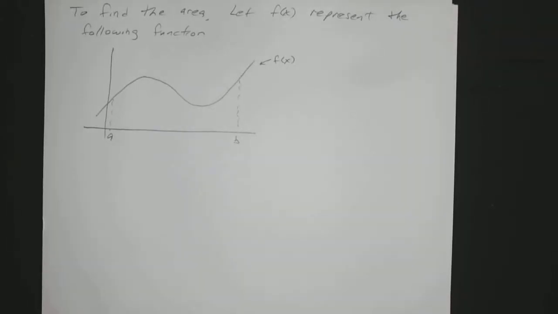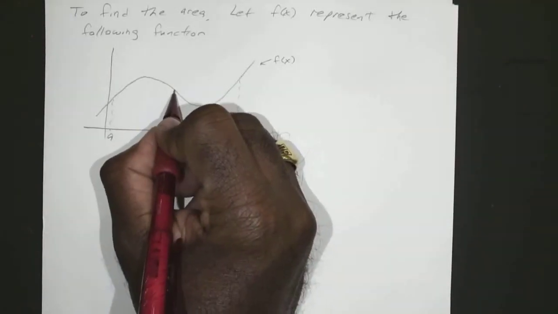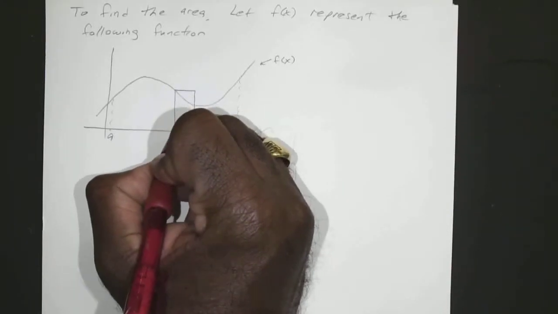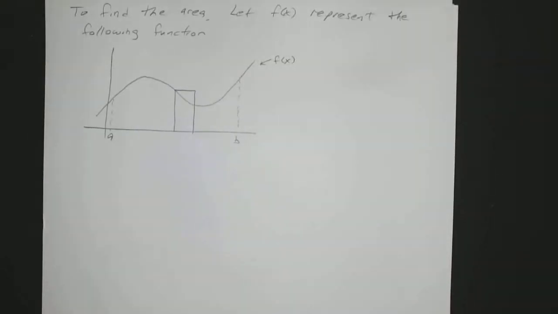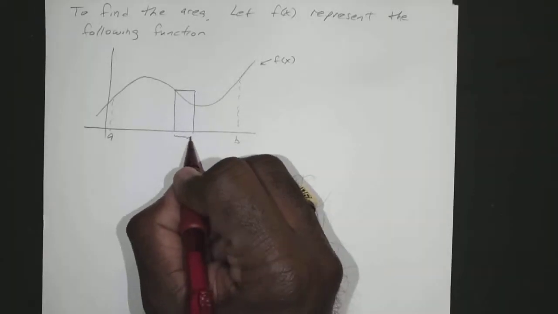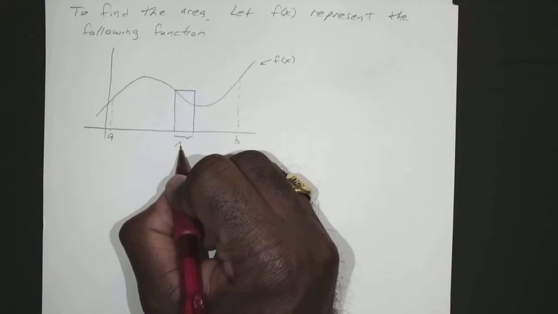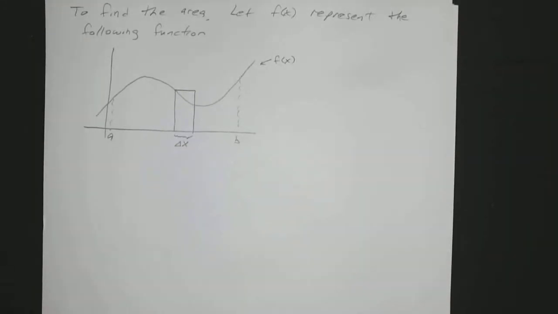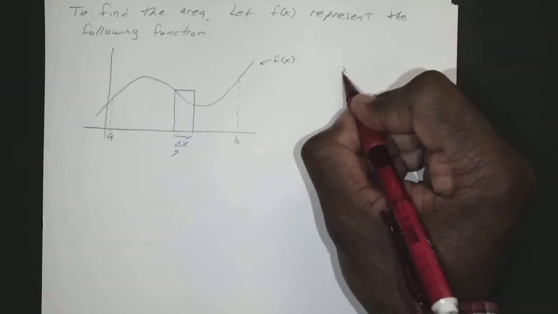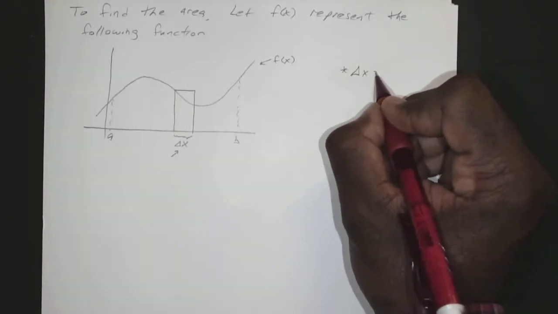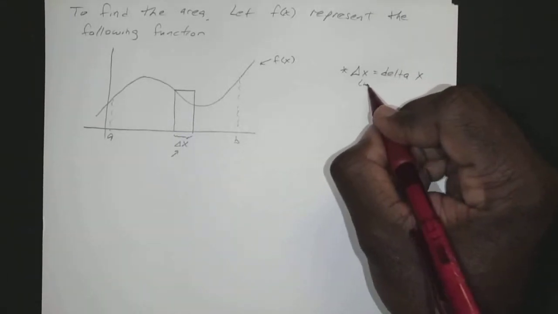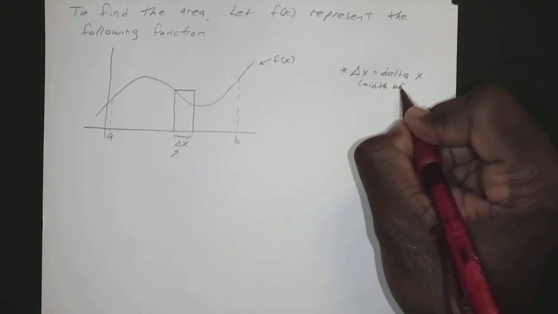Okay, so what we're going to do is we want to pick one rectangle out of here. Okay, so the width of our rectangle, we'll call this delta x. I'll put this over here. Width of the rectangle.